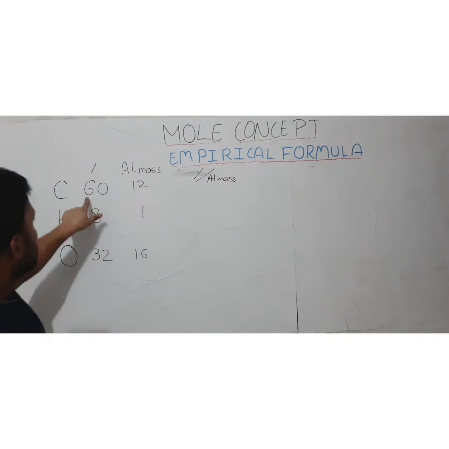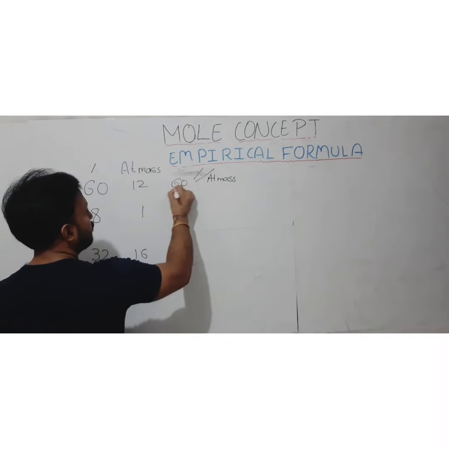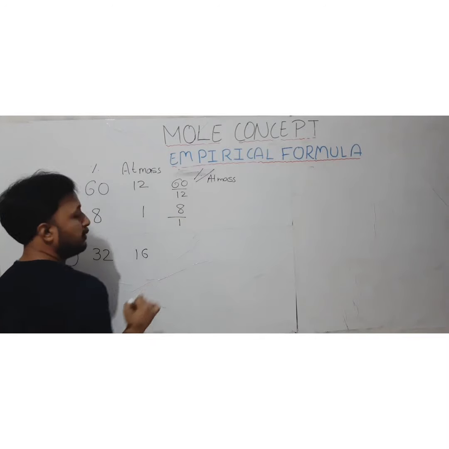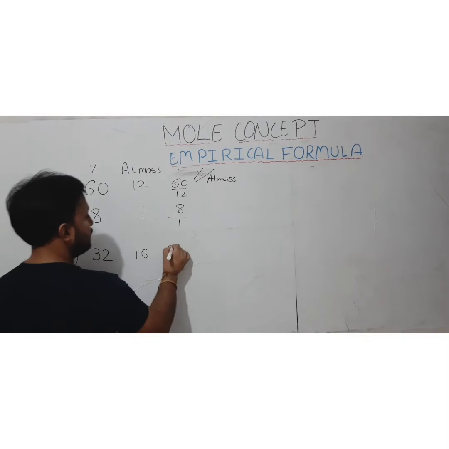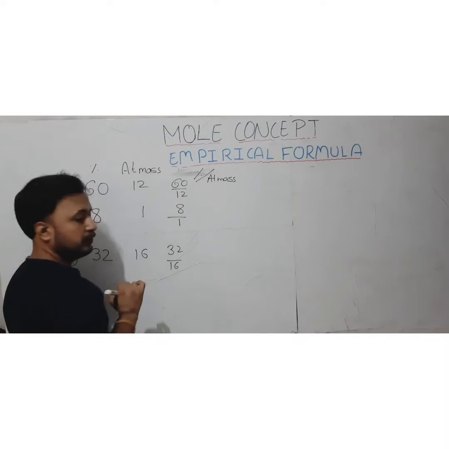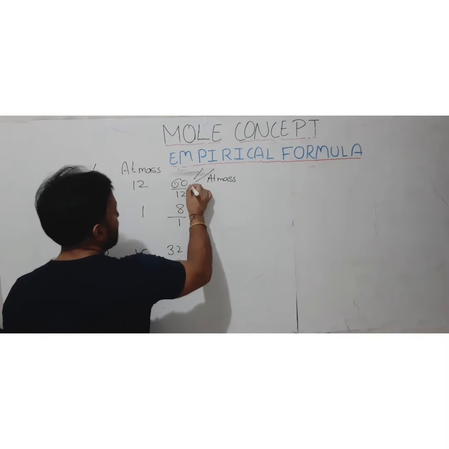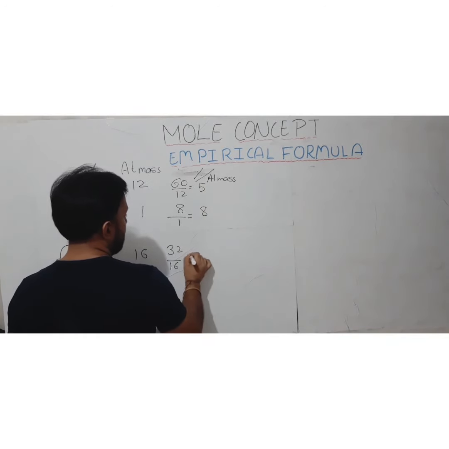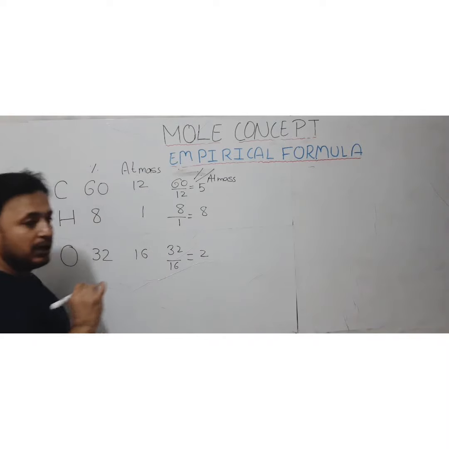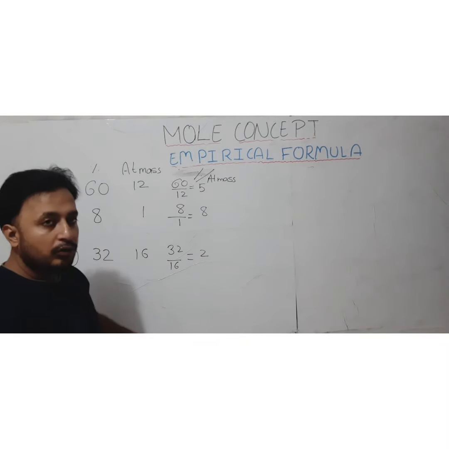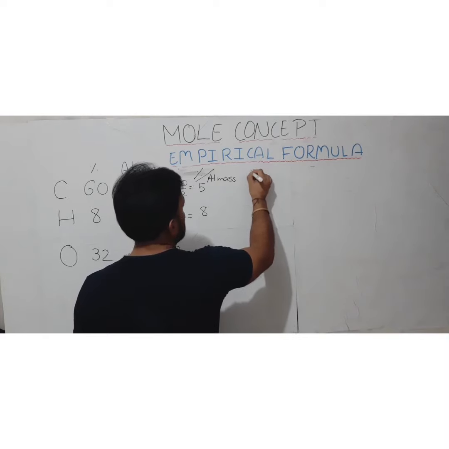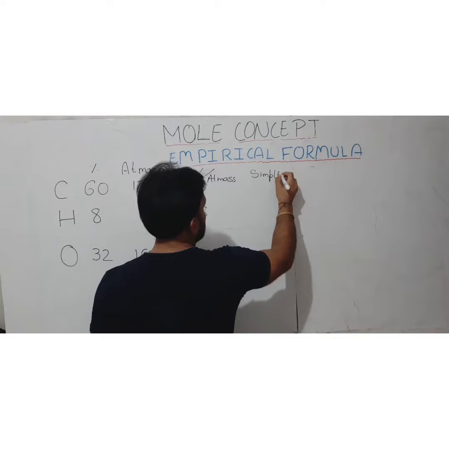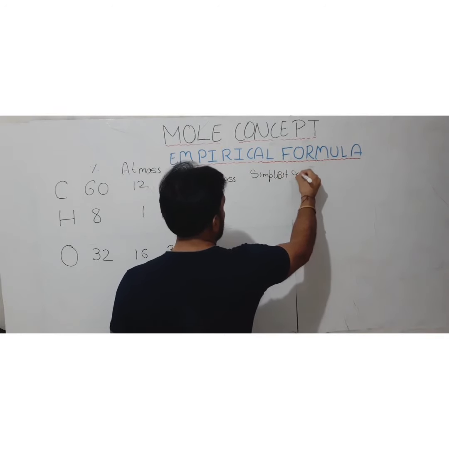So likewise carbon is 60%, so it should be divided by 12. Hydrogen is 8, so it should be divided by 1. Oxygen is 32, so it should be divided by 16. Now you need to divide all the values, so it will come like 5, 8 and 2. Now after finding all these values, you have to simplify these values, or find the simplest ratio over here.